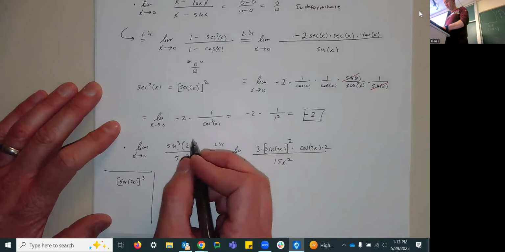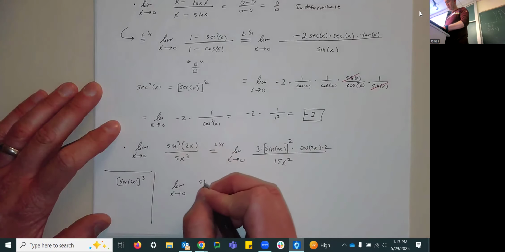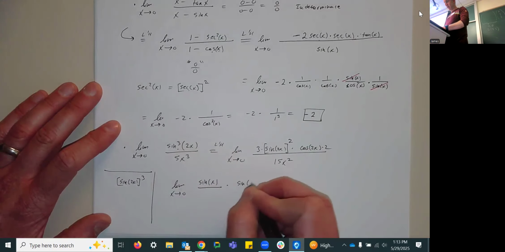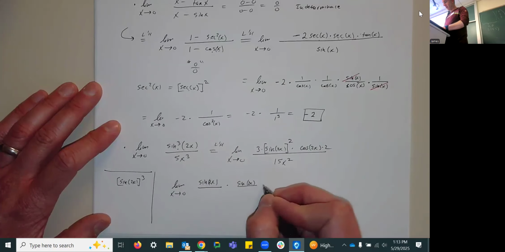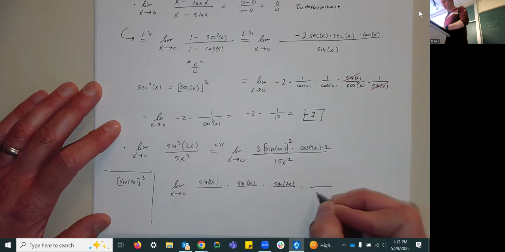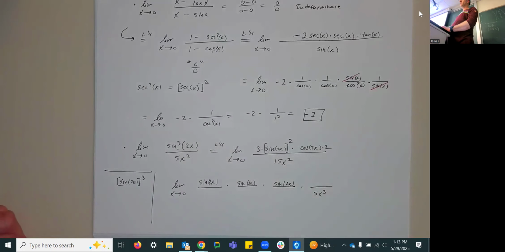I'm going to rewrite this as sine of 2x times sine of 2x times sine of 2x, dividing by 5x cubed. Does that look at all familiar? It's okay if the answer is no. I could be totally misremembering what I've taught this class. It looks like the answer is no. I feel like everyone's like, no, it doesn't look familiar at all.